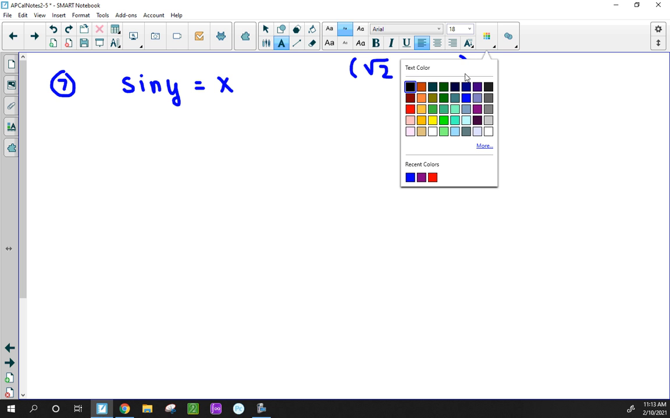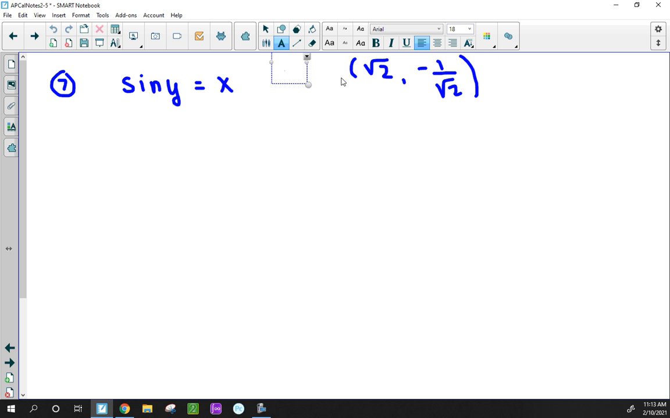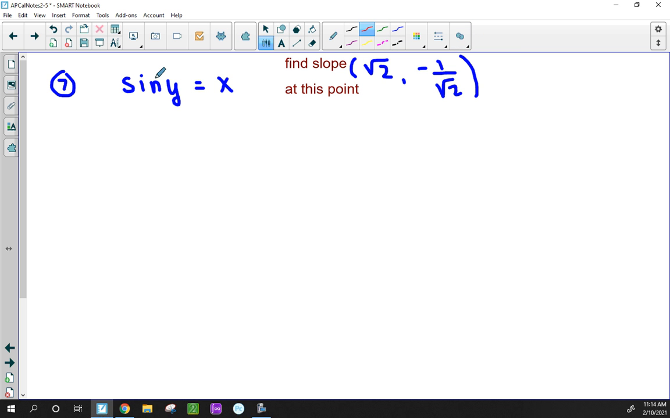So we're finding the slope at this location. Obviously this one's not solved for y. There's no mathematical way of getting rid of the sine of the y, so this is definitely one that is in implicit differentiation and has to stay that way. Okay, I mean, implicit differentiation is a have to here.